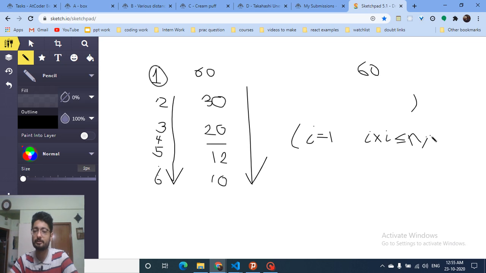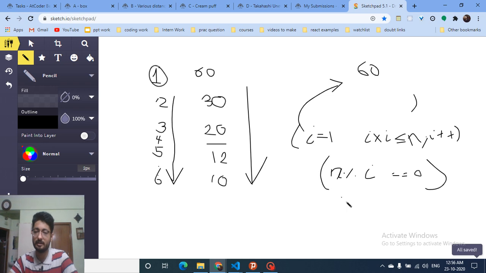Okay, and i++. You have to iterate over these values. So if n mod i is equal to 0, which means that this i number, which we are assuming is a factor of n, which is 60, is a factor, then one factor is n divided by i and the other number is i, because i is a factor. So one factor is i and the other factor is n divided by i.